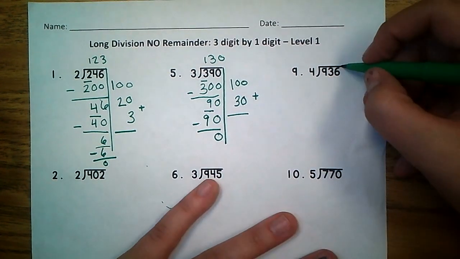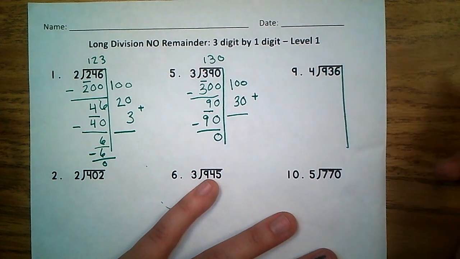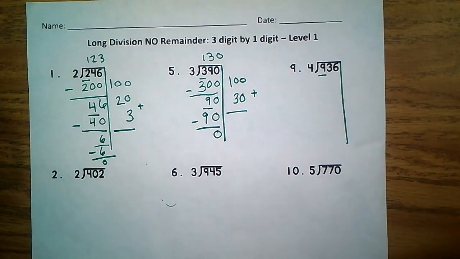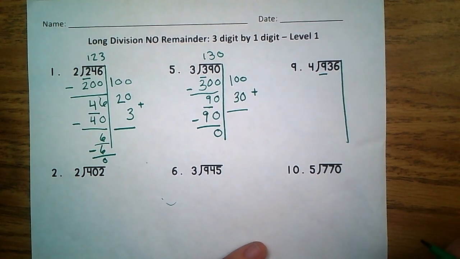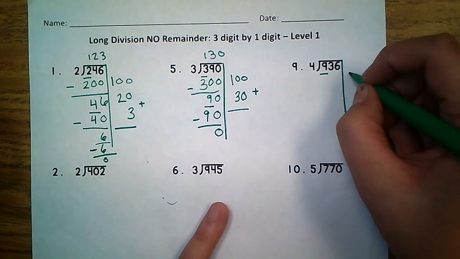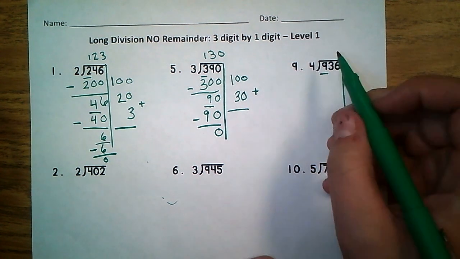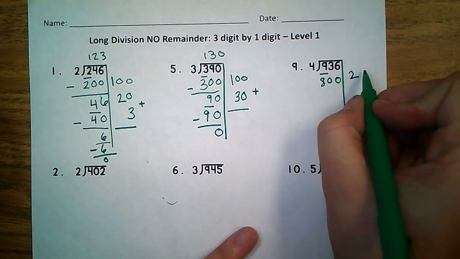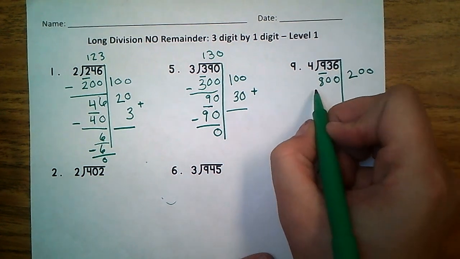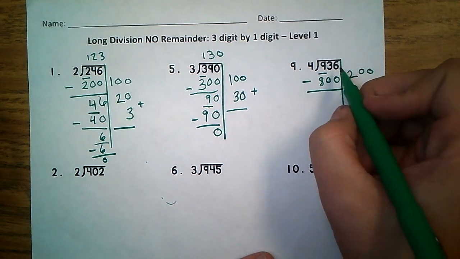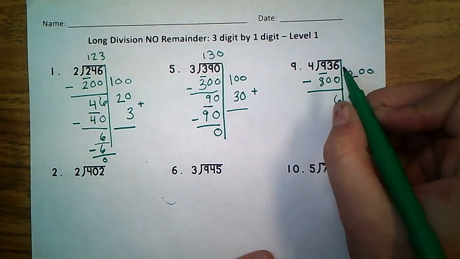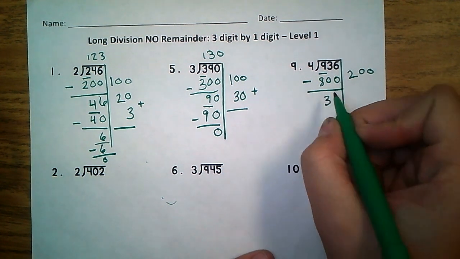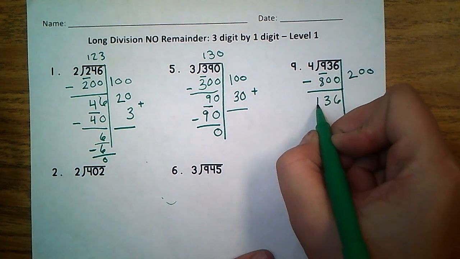Moving across, put our line down, underline the first number. How many times can 4 go into 9? I know that 4 times 2 gives me 8, so I'm going to put my 2 on the side. 4 times 2 is 8. Add 2 zeros here, 2 zeros there. Next step is to subtract. 6 minus 0 is 6. 3 minus 0 is 3. And 9 minus 8 is 1.